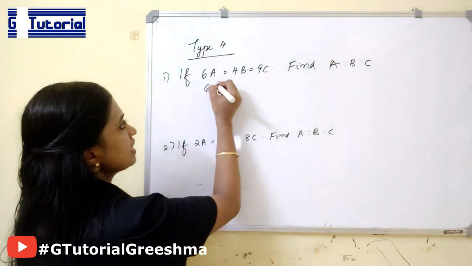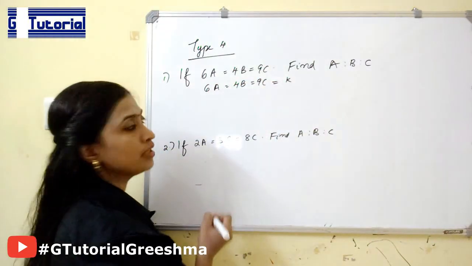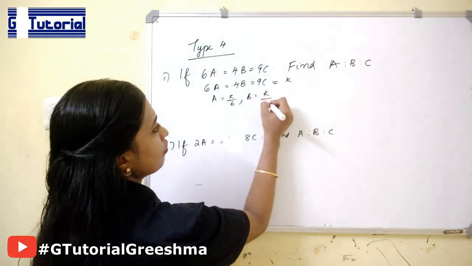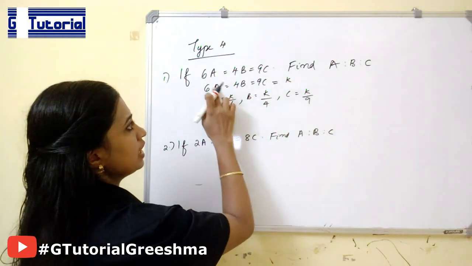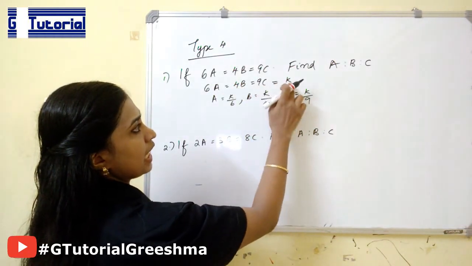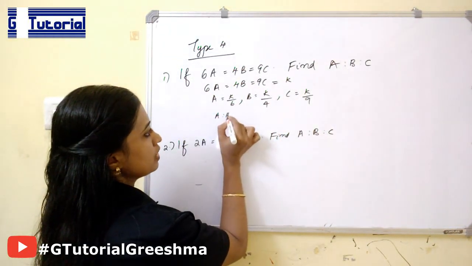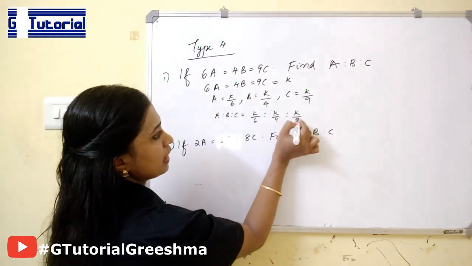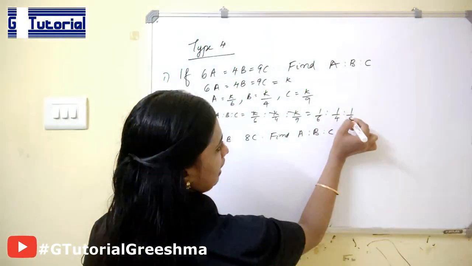So here we are given 6A is equal to 4B is equal to 9C. Let us equate it to some constant K. 6A is equal to K, so A is K by 6, B is K by 4, and C is K by 9. Then we can find the ratio A is to B is to C, which is K by 6 is to K by 4 is to K by 9. We can cancel out K. So 1 by 6 is to 1 by 4 is to 1 by 9.